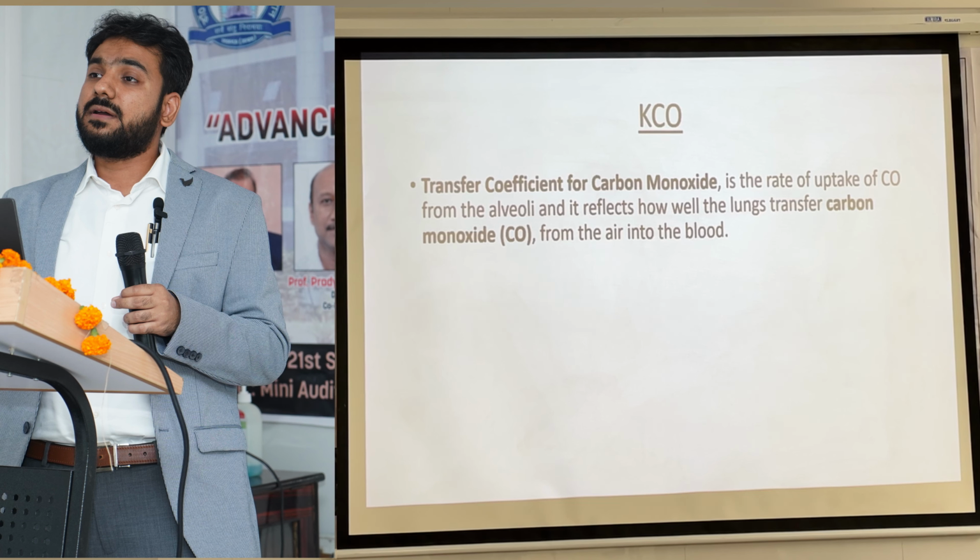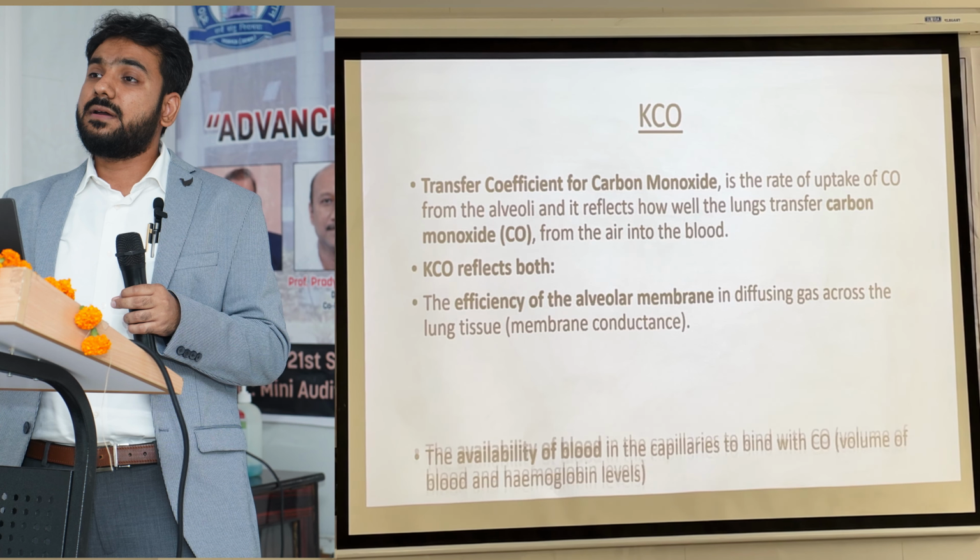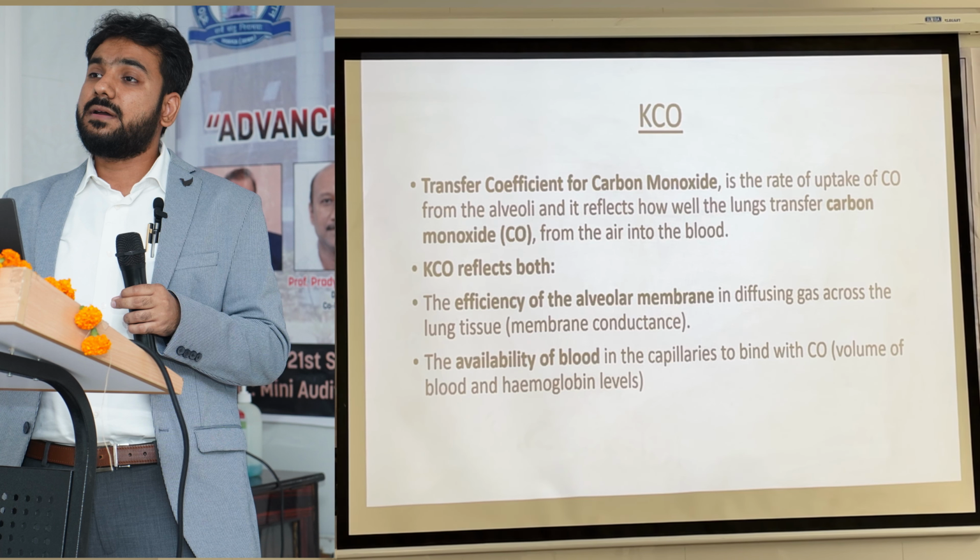KCO is basically the transfer coefficient of carbon monoxide. Okay, it is the rate of uptake of CO from alveoli and it reflects how well the lungs transfer carbon monoxide from air into the blood. Now it has two important components, KCO. The first one is efficiency of alveolar membrane. Okay, that is the diffusion part. How well it is diffusing right to the erythrocyte and hemoglobin. The second part is the availability of blood and its binding to the hemoglobin. So both these components will affect KCO and not just the diffusion component.